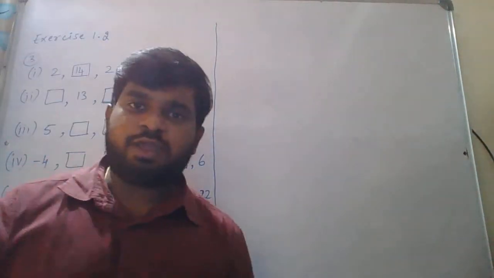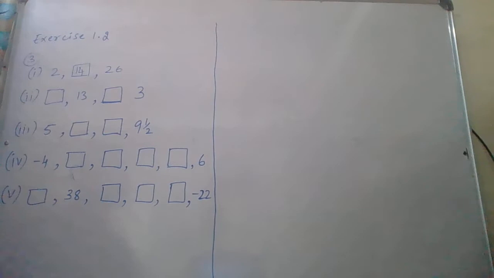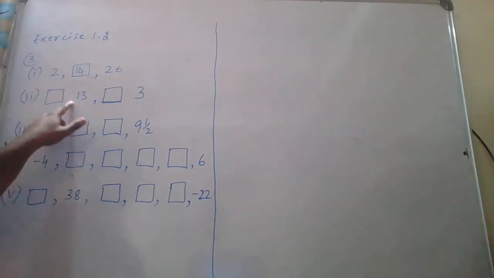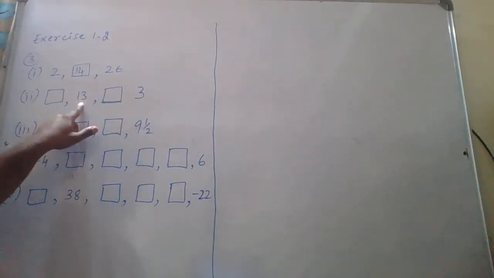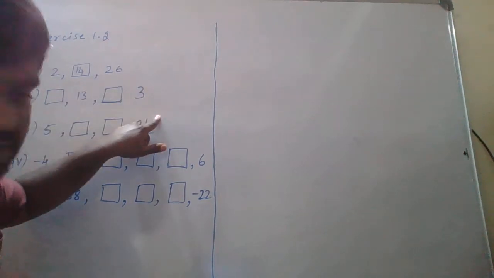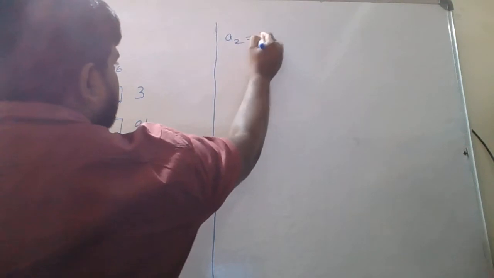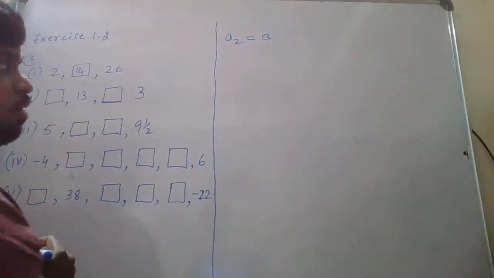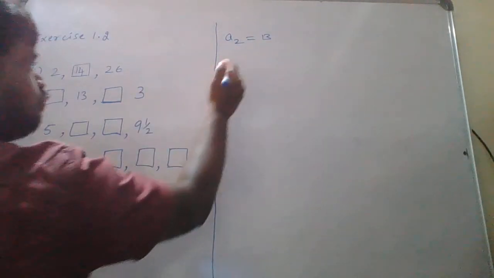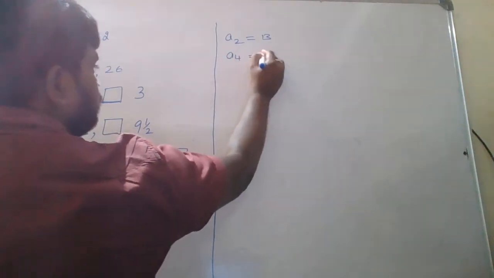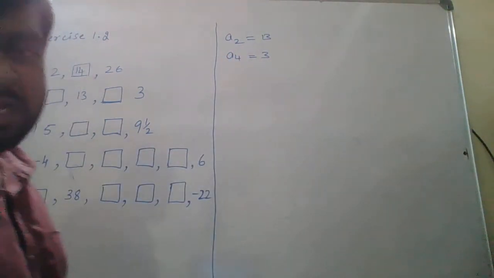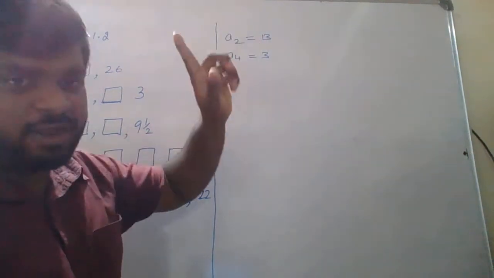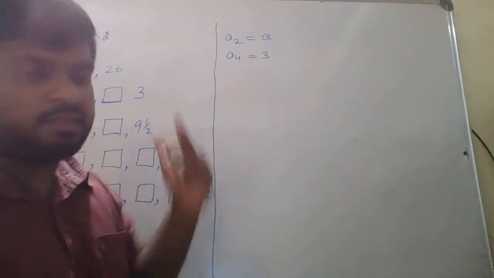We don't have the value of A, we don't have the value of D. So how do we do it? If you observe, they have given you two numbers. One is in the second position, the other one is in the fourth position. So A2 is equal to 13, and A4 is equal to 3. Now as you can see, through this you will get one equation, through this you will get another equation.